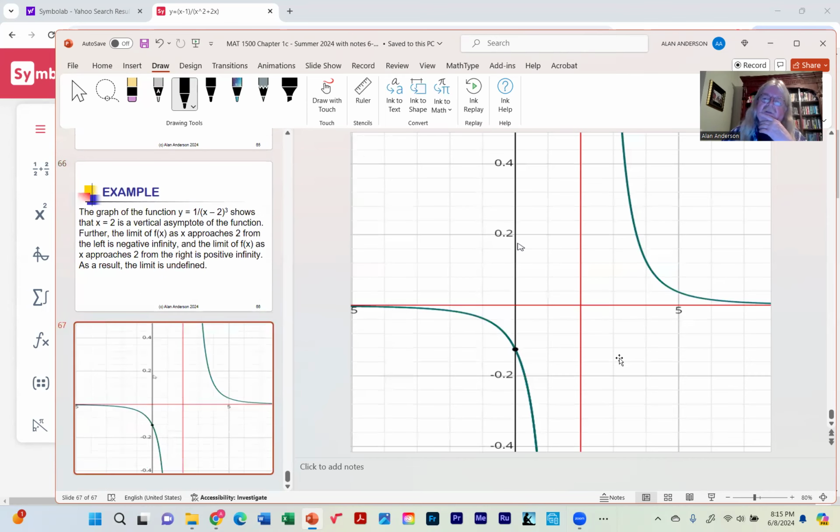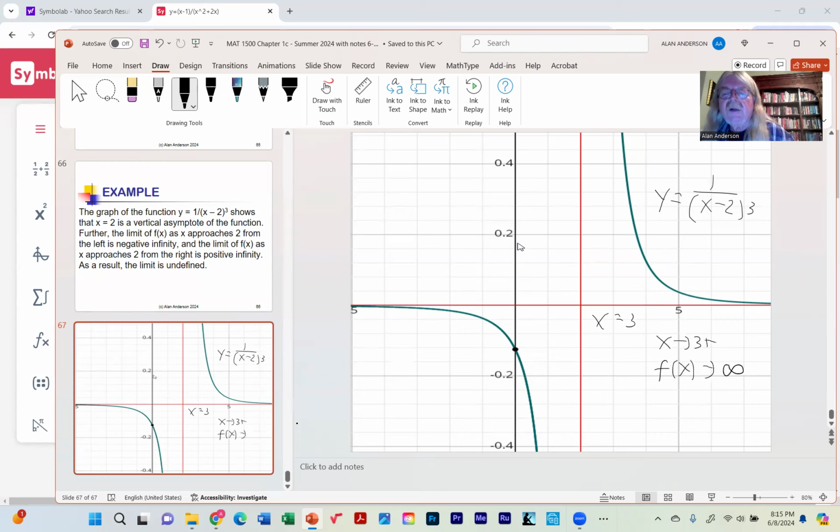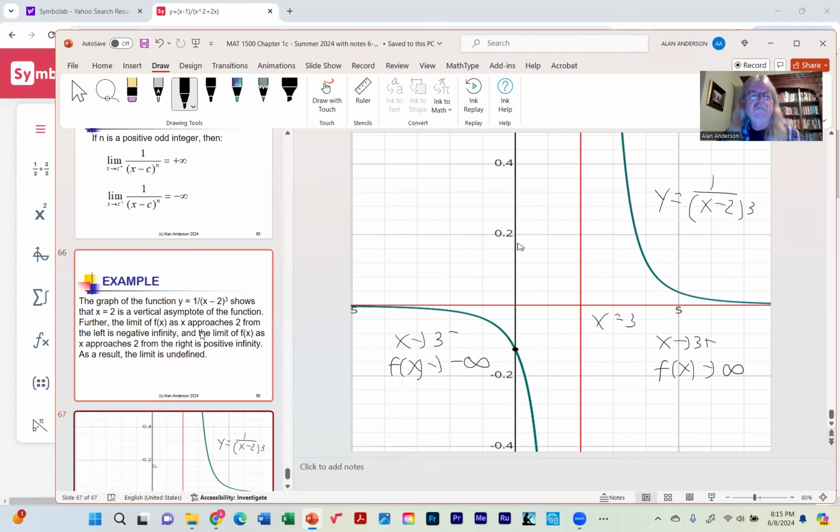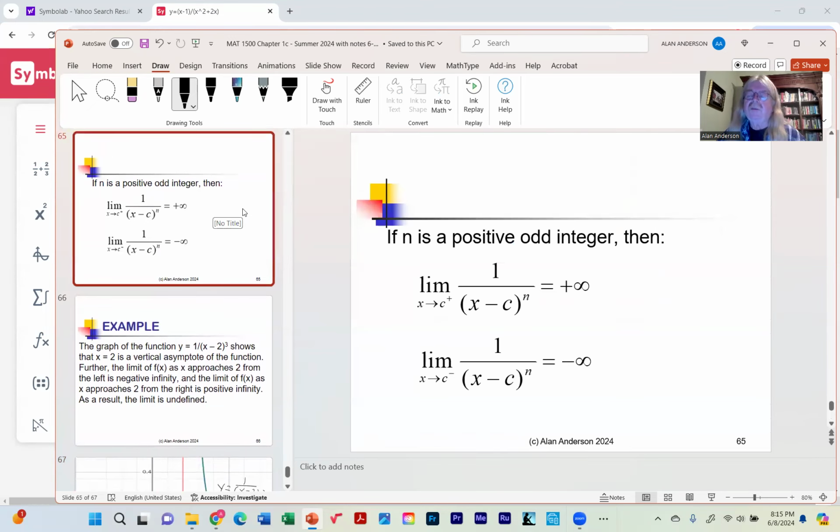So this would be, okay, here we go. 1 over x minus 2 to the third power. So you see here, there is no limit where x equals 3 because as we approach from the right, the function is converging to infinity. But down here, as x approaches from the left, the function is converging to negative infinity. So therefore, the limit doesn't exist.